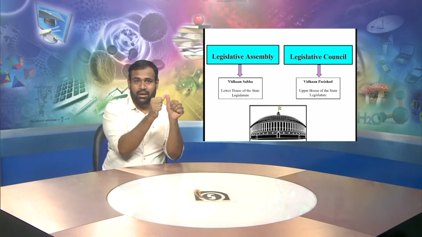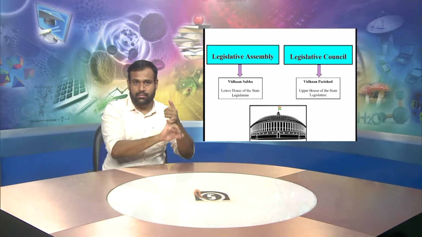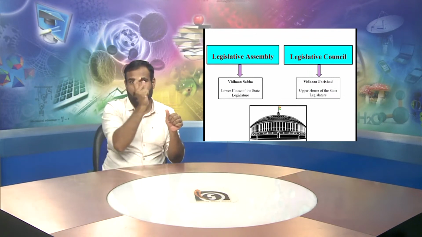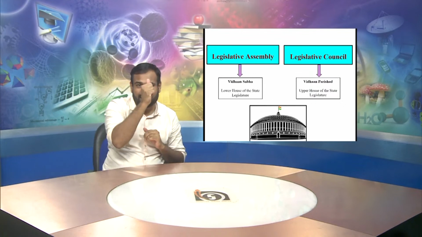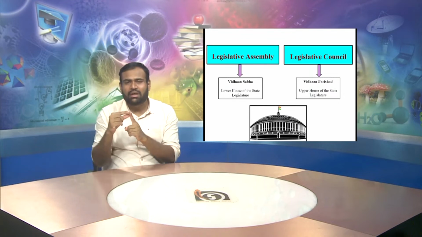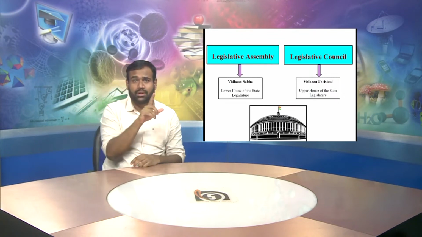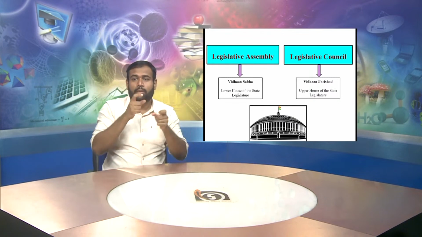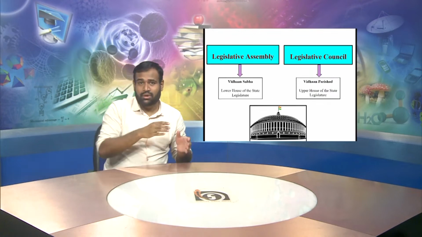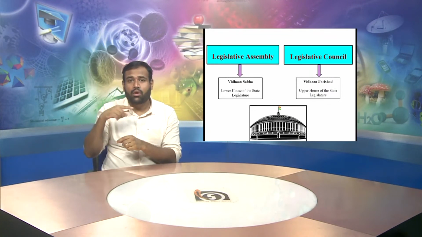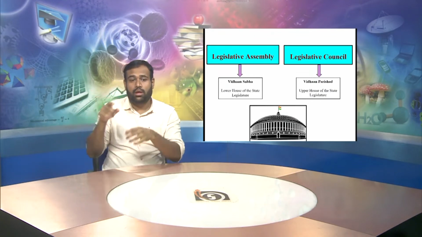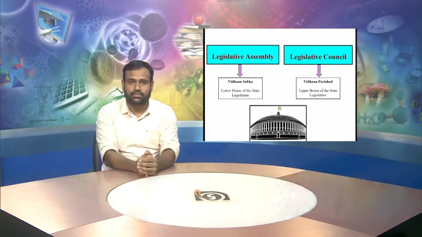Let us now understand the Legislative Assembly, which is known as Vidhan Sabha. On the other side, let us say Legislative Council, which is known as Vidhan Parishad. Legislative Assembly is the lower house of the state legislature. On the other side, Legislative Council is the upper house of the state legislature. So these two are different terms.